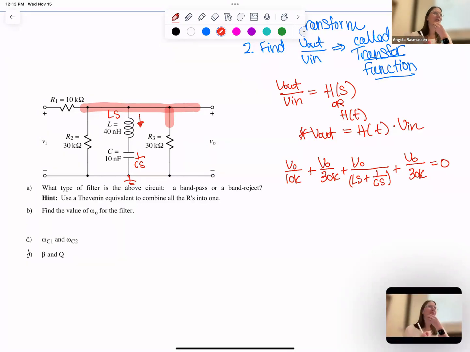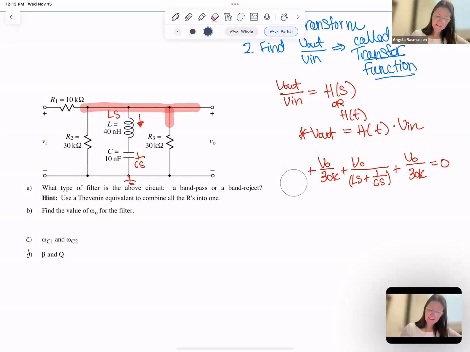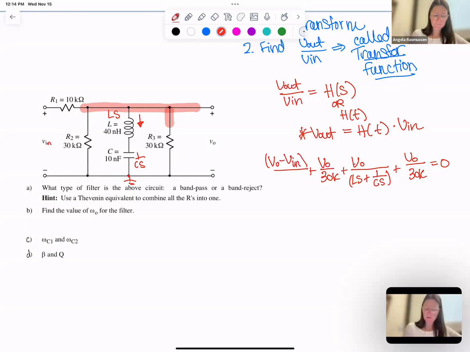Do you know why we don't have V in the equation when we go over the 10K resistor? Oh no, I totally forgot that. Thank you. Sorry, that was not meant to stay in there. So V out or VO minus VI. I'm going to do it VN, I like VN better, over 10K. Yeah, that was just my bad.